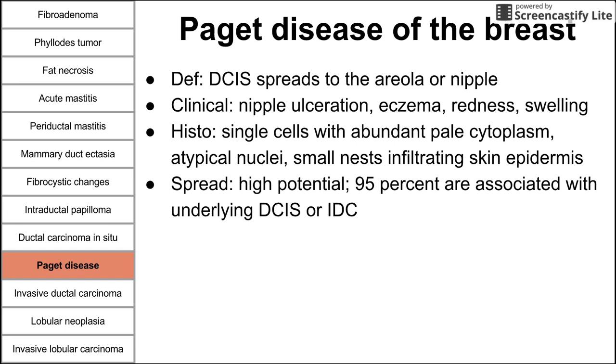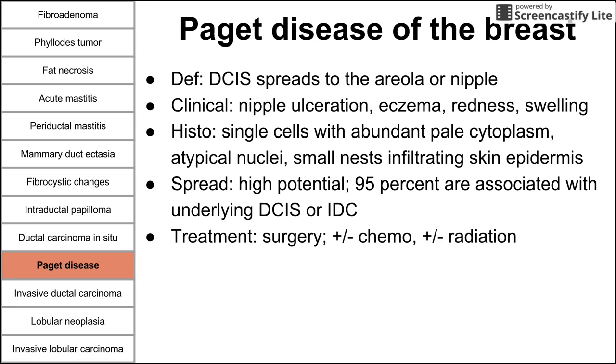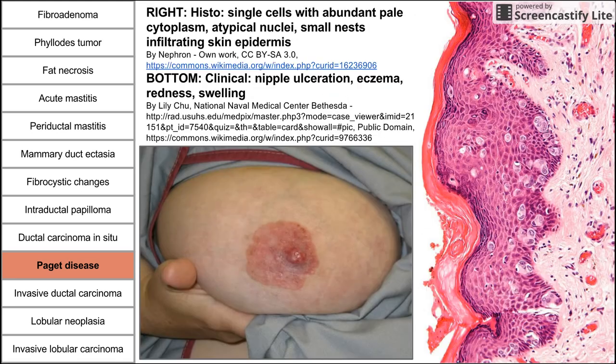The spread here is that you have a high potential for spread. When you see Paget's disease of the nipple, there's a very likely chance that there's some kind of carcinoma underlying that Paget's disease of the nipple. So usually DCIS underlying the Paget's disease. Treatment here is surgery, chemo, and radiation.